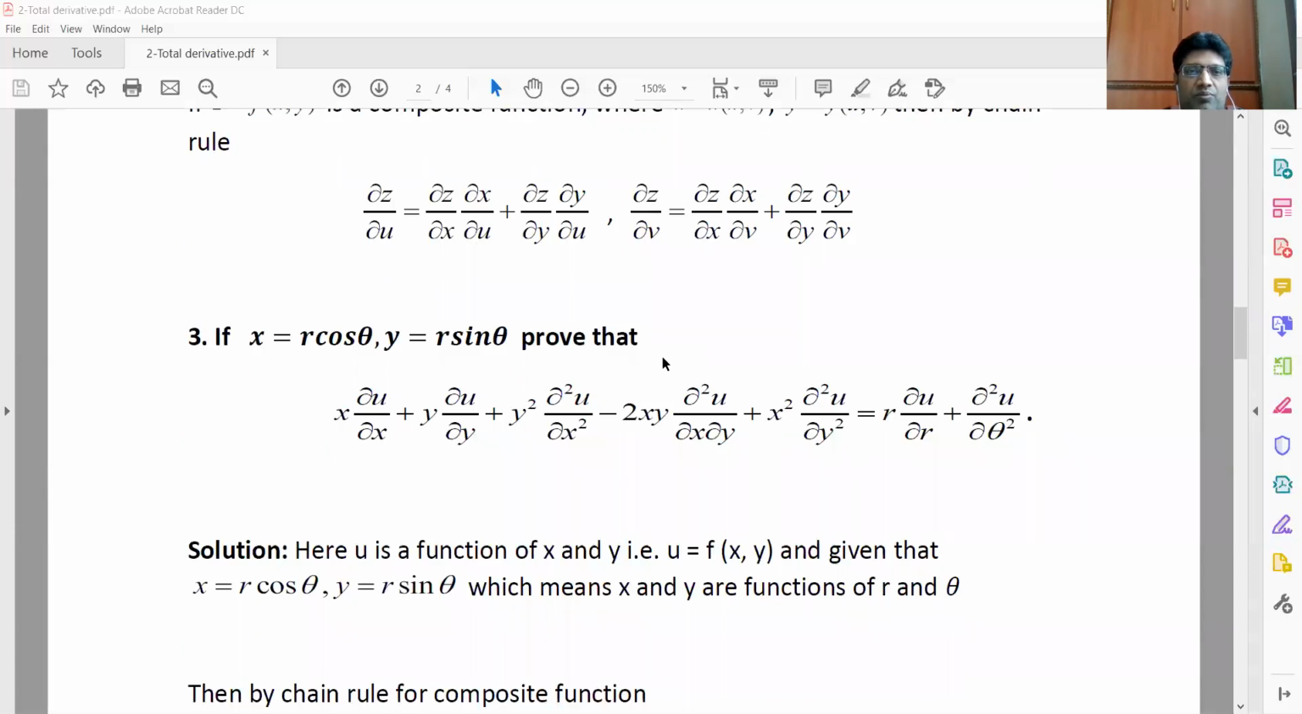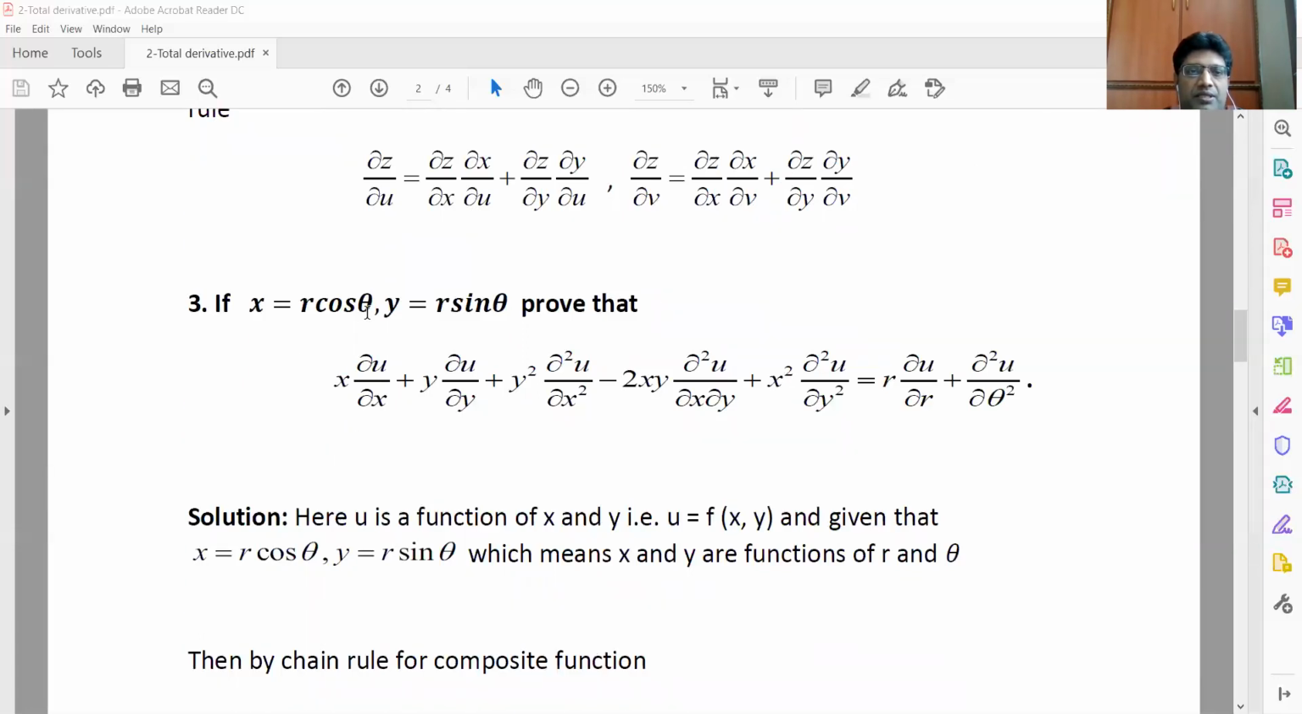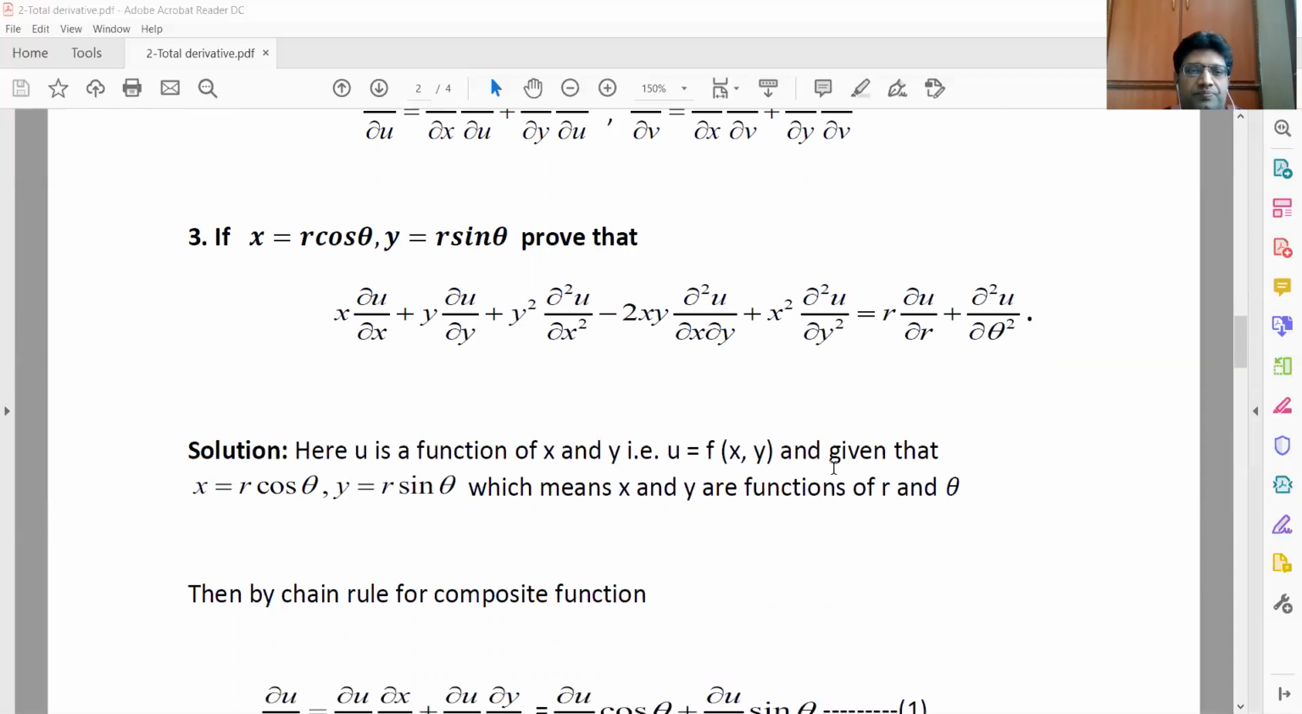So now we'll see one problem. If x is r cos θ, y is r sin θ, prove that what he is asking is x into ∂u/∂x plus y into ∂u/∂y, this entire thing, equals r into ∂u/∂r plus ∂²u/∂θ². We have to show that.